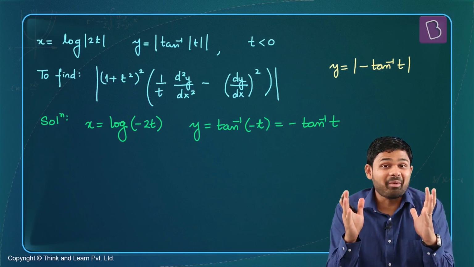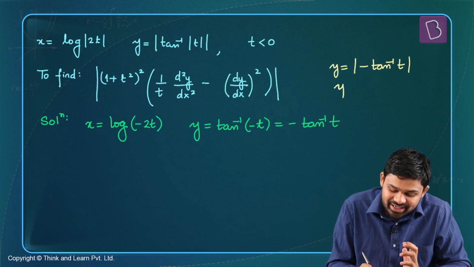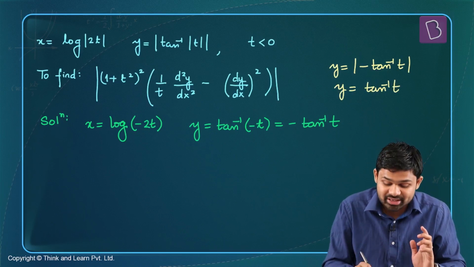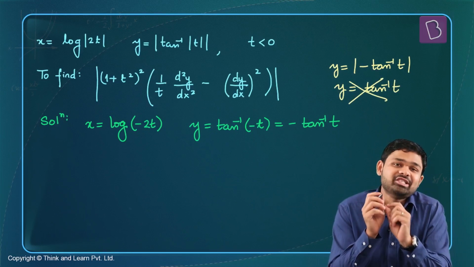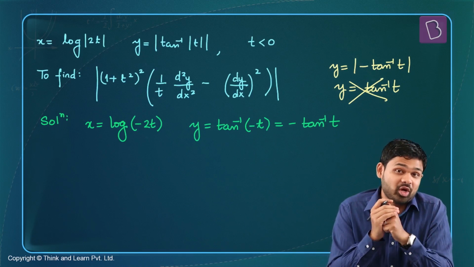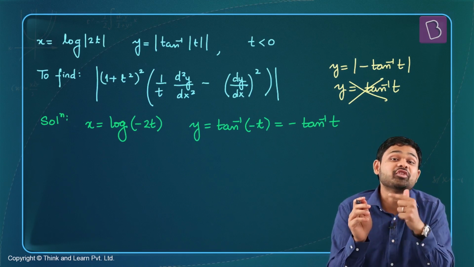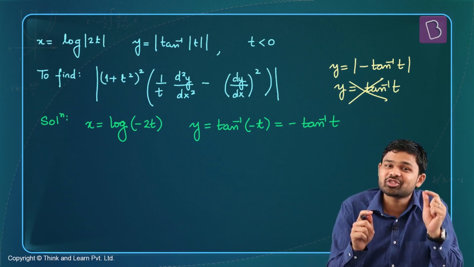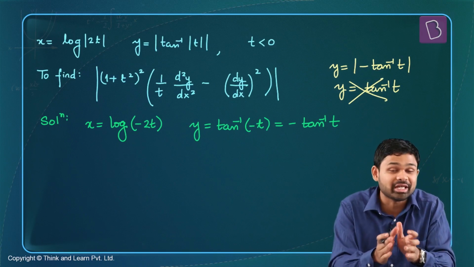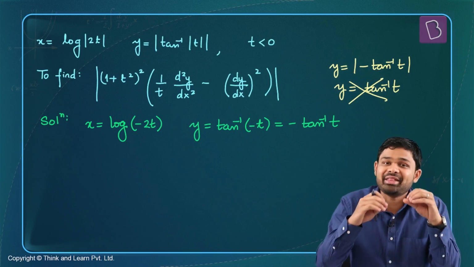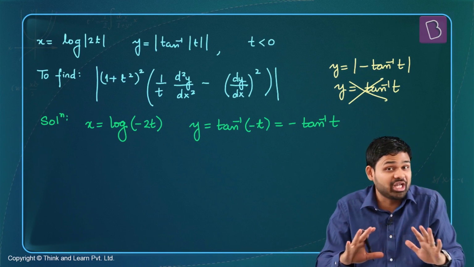Then because there is a mod and there is a minus, you have the tendency of writing y as tan inverse of t. Now this is wrong. Why is it wrong? Because tan inverse of t is already a negative quantity. Because t is negative, tan inverse of t will be negative. So with the minus, minus tan inverse of t will be a positive quantity. So that second modulus which is there is superfluous, and that has to be just removed without changing anything.